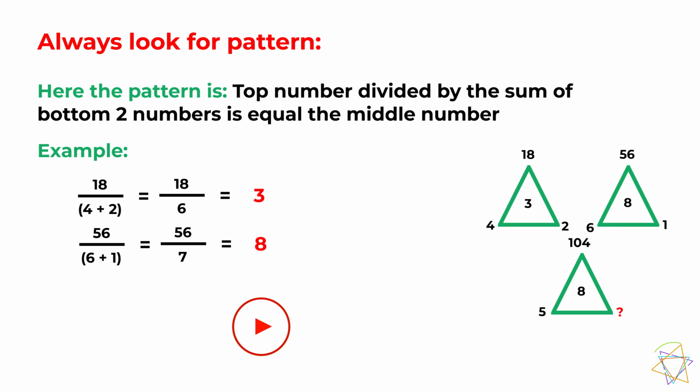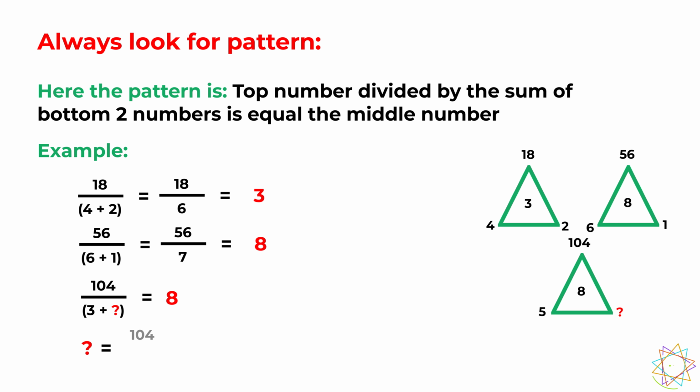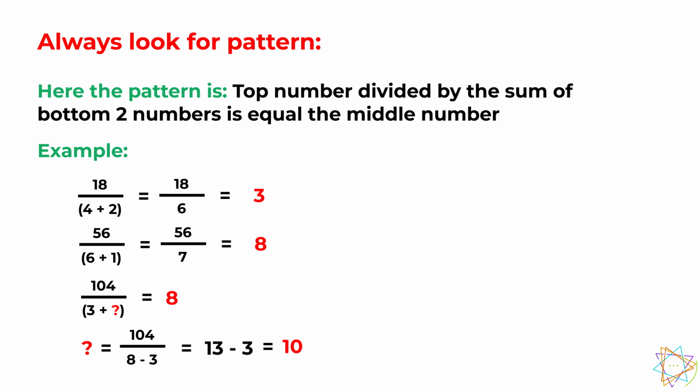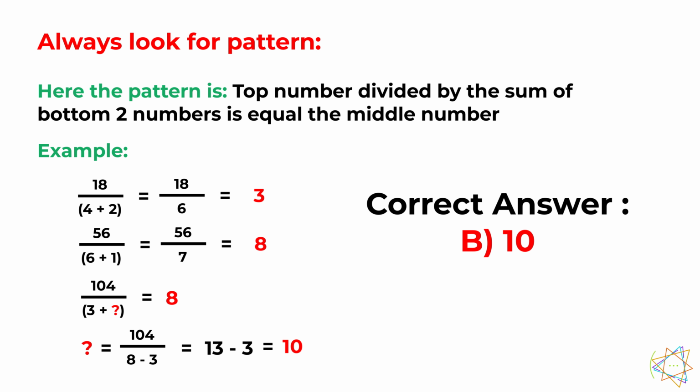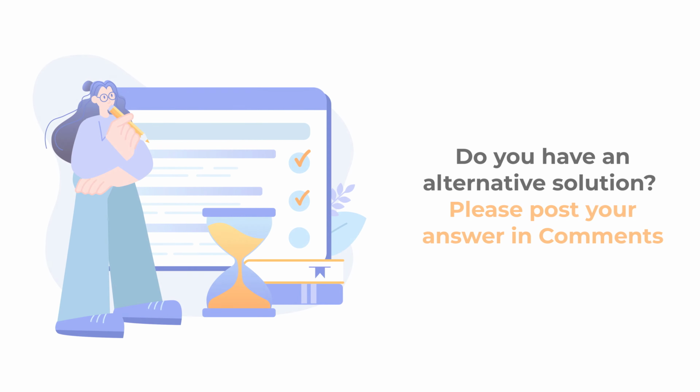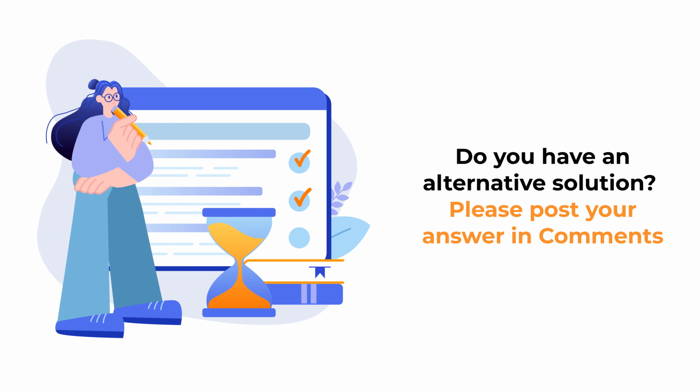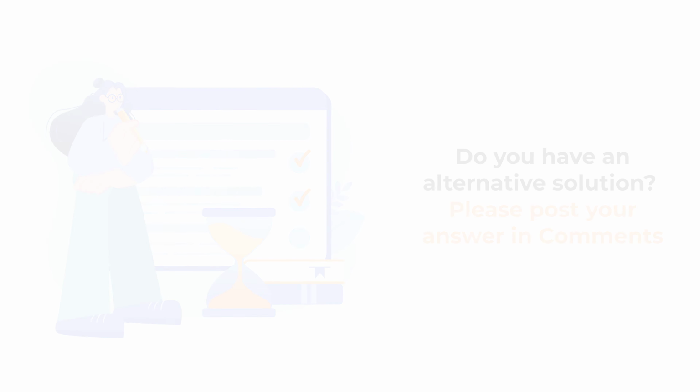Which means that we can build a formula. And our formula will have 104 on the left divided by the value in parentheses 3 plus question mark would be equal to 8, which means that the question mark would be equal to 104 divided by 8 minus 3, which would be equivalent to 13 minus 3, which would be equal to 10. So the question mark equals 10, and the correct answer is choice B, 10. Hopefully you've nailed this question and now know how to answer similar problems on the test.